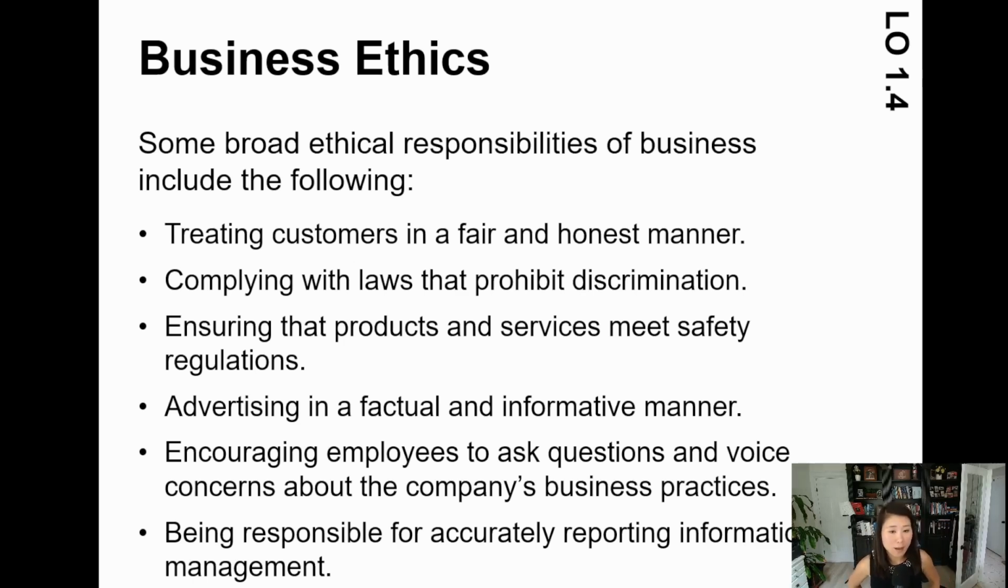So some broad ethical responsibilities of the business include the following. First, treating customers in a fair and honest manner. Second, complying with laws that prohibit discrimination. And if you don't do that, you're going to get a lawsuit. Your company will get a lawsuit. Ensuring that products and services meet safety regulations. Advertising in a factual and informative manner. Encouraging employees to ask questions and voice concerns about the company's business practices. And then lastly, being responsible for accurately reporting information to management.